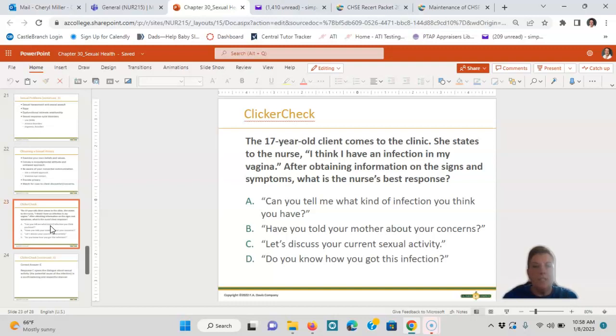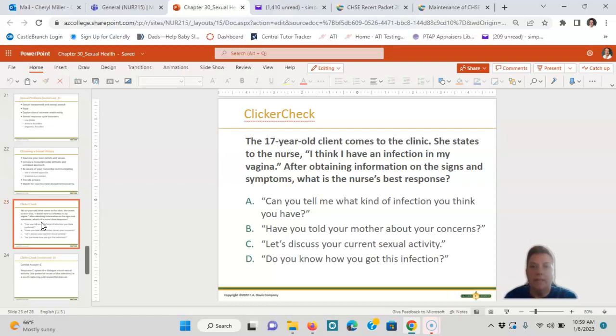So, a 17-year-old client comes to the clinic. She states to the nurse, "I think I have an infection in my vagina." After obtaining information on the signs and symptoms, what is the best response? A: Can you tell me what kind of infection you think you have? B: Have you told your mother about your concerns? C: Let's discuss your current sexual activity. D: Do you know how you got this infection?